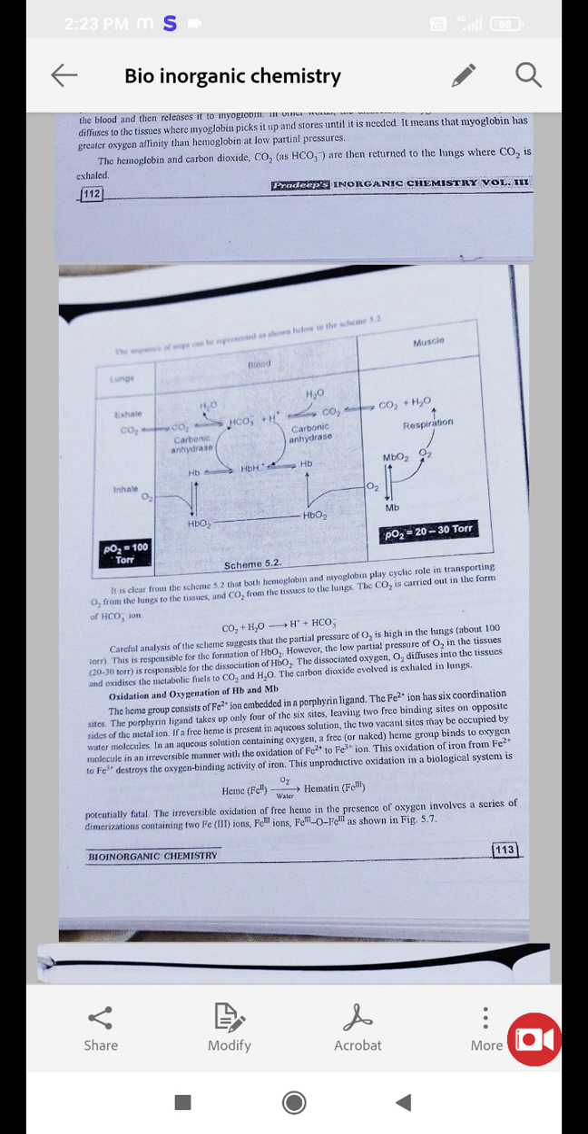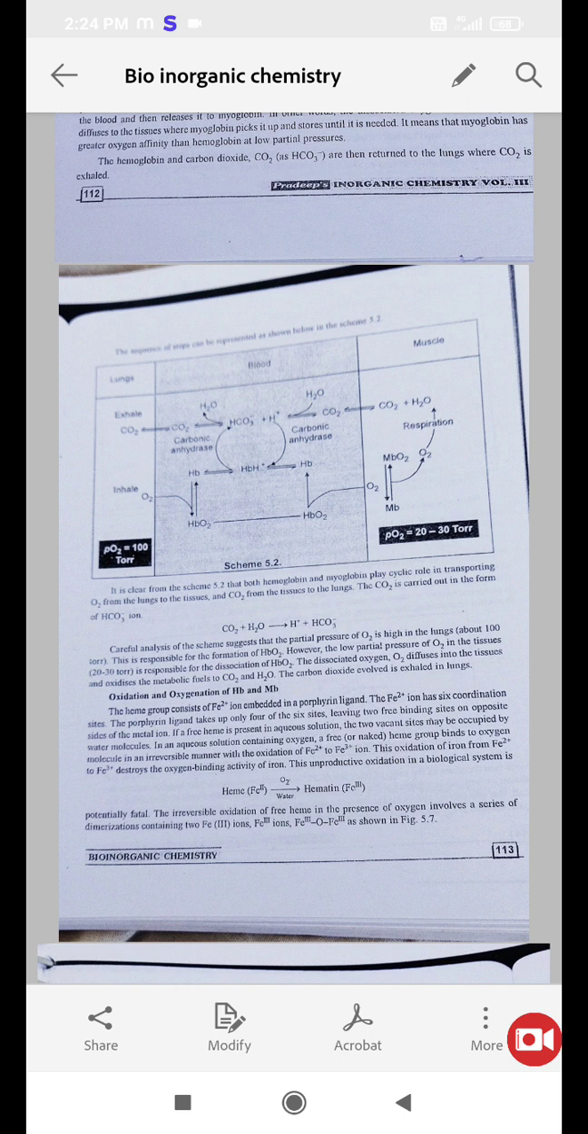Oxidation and oxygenation of hemoglobin and myoglobin. The heme group consists of an iron ion embedded in a porphyrin ligand. The iron ion has 6 coordination sites. The porphyrin ligand takes up 4 of the 6 sites, leaving two free binding sites on opposite sides of the metal ion. If a free heme is present in aqueous solution, the 2 vacant sites may be occupied by water molecules.